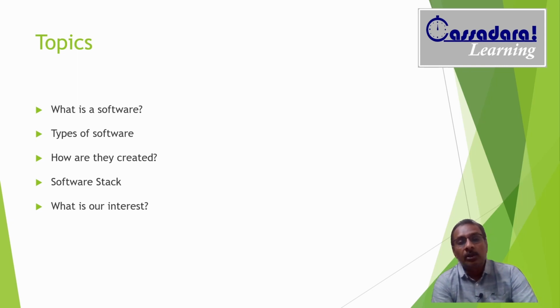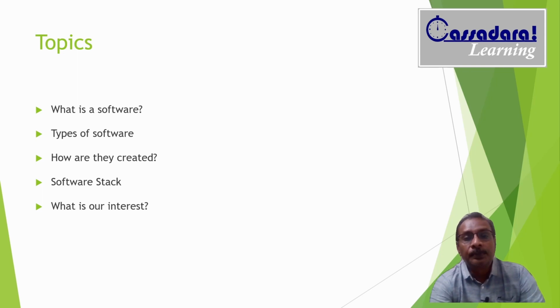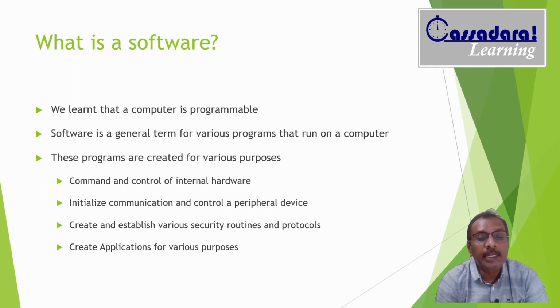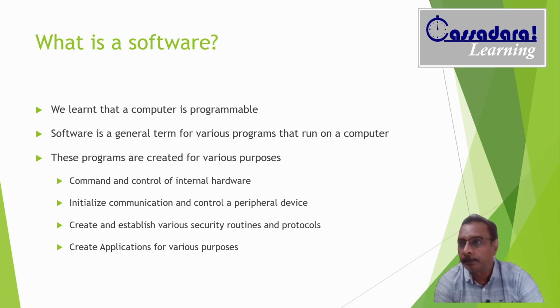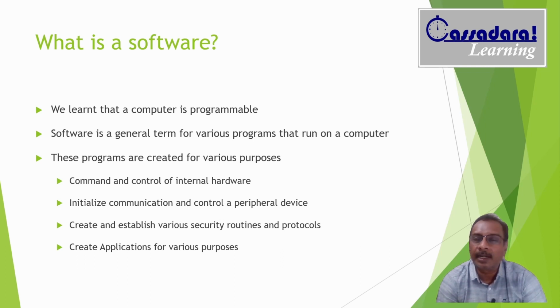So let us get into what is a software. We learned that a computer is a programmable device, right? So obviously there should be a lot of programs running inside a computer, correct? So a software is a general term for all these programs that run on a computer. That's about it. Software is a general term. It is used to represent all types of programs that run on a computer.